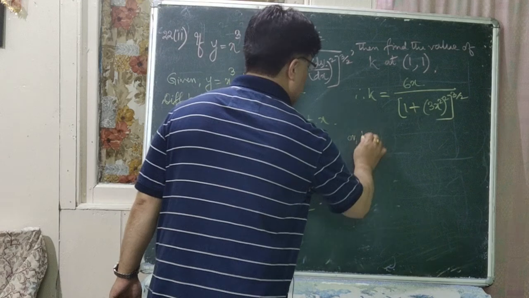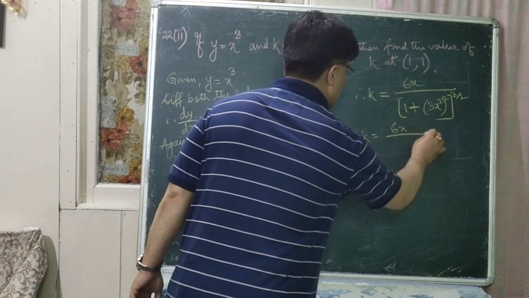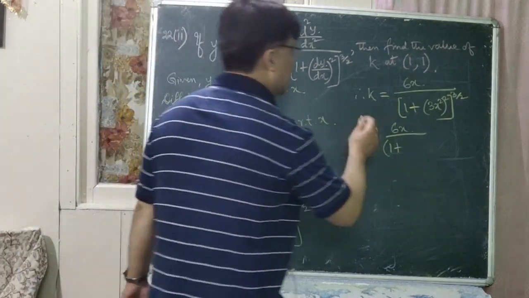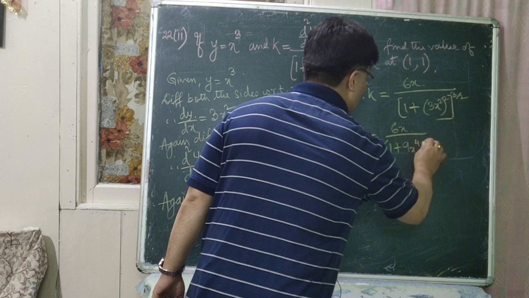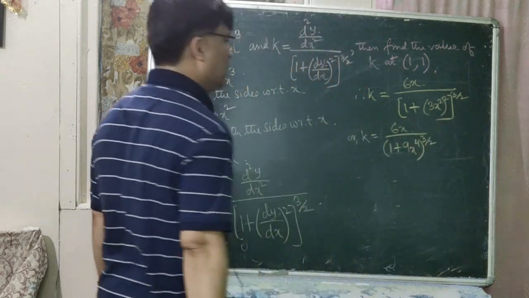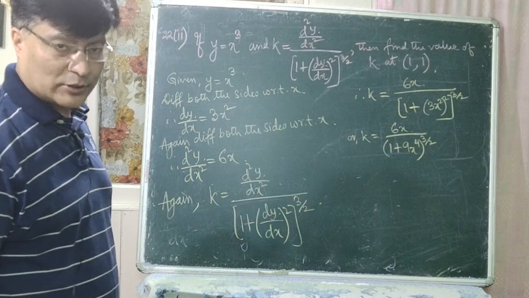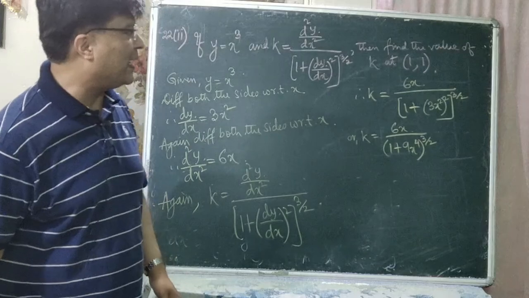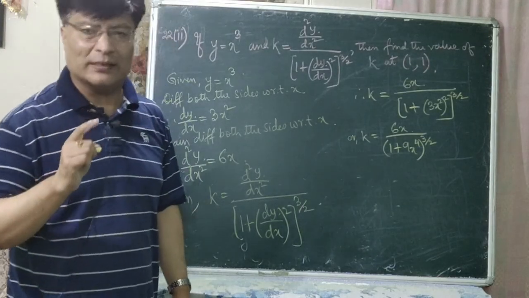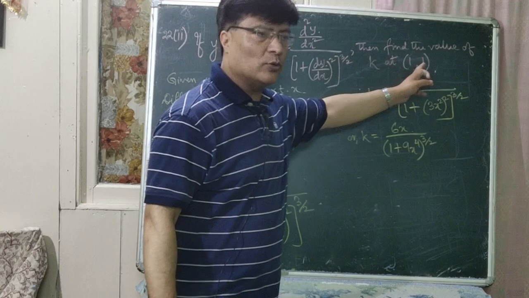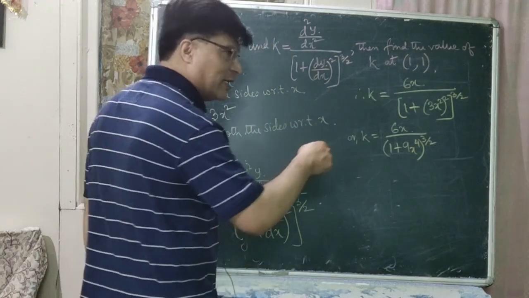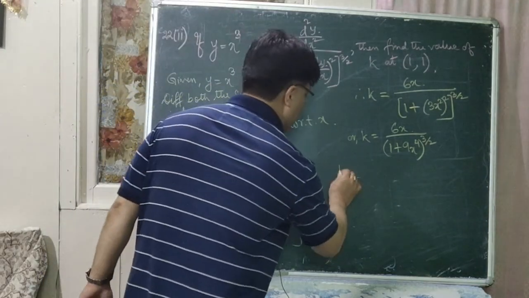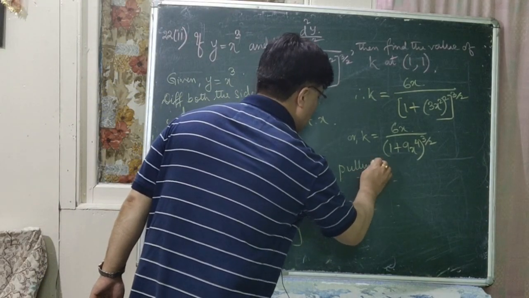So k is equal to 6x divided by 1 plus, what is 3x square whole square? This is 9x to the power 4. So this is whole to the power 3 by 2. I think you have understood it. So now you can put the values here. That is, you have to find out the value for k at the point within bracket 1 comma 1. So what does it mean? X is equal to 1, y is equal to 1. But since there is no y out here, you just put the value for x, which is equal to 1. So putting x is equal to 1.